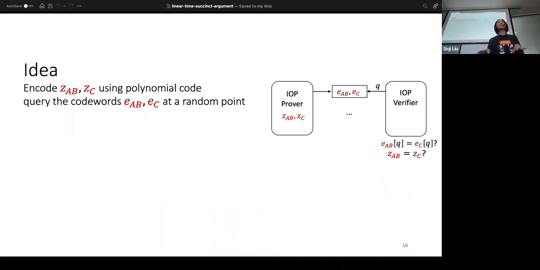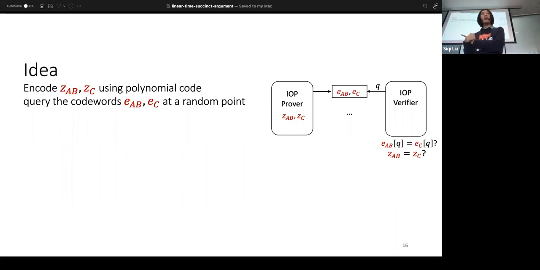So what is the idea behind checking that two vectors are equal? This is a very commonly used idea, which is to take the low degree extension of the two vectors, or in other words, encode them using a polynomial code. If the two vectors are equal, then if I query these two polynomials randomly at the same point Q, they should be equal. This is like the Schwartz-Zippel lemma that I believe you have more or less heard about or are familiar with. So this is the idea.